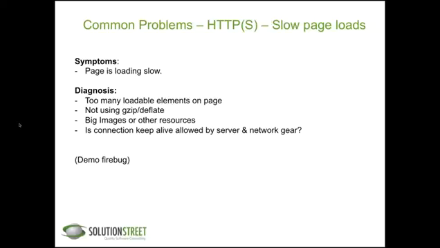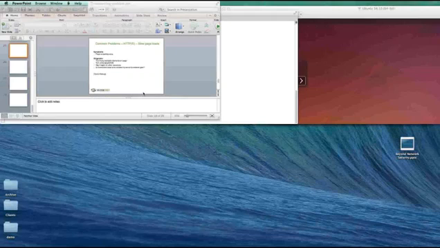So HTTPS, slow page loads. This is another big one we deal with a lot, right? Pages loading slow. Problems could be too many loadable elements on a page, not using gzip deflate. Hopefully you're all using gzip deflate. Big images or other resources. Is connection keep alive allowed by server or network gear? A lot of times it's turned on maybe on Apache, but maybe the network gear has connections on there too long. Goodbye.